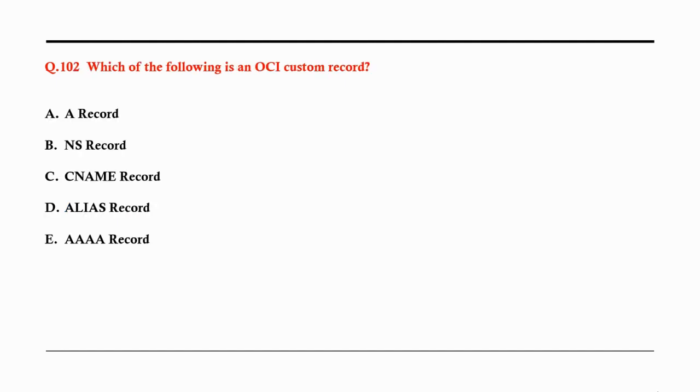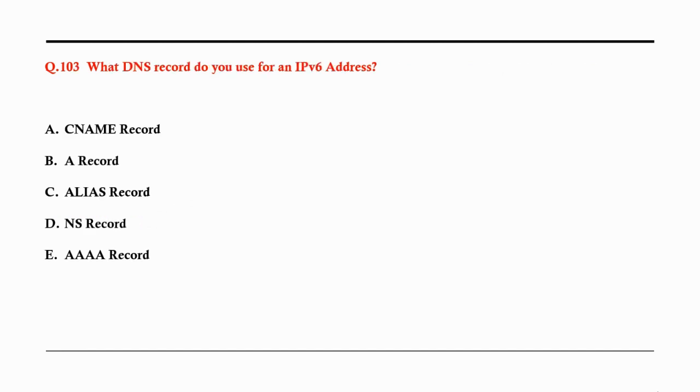Question 102. Which of the following is an OCI custom record? The correct answer is D, alias record. Question 103. What DNS record do you use for an IPv6 address? The correct answer is E, quad A record.